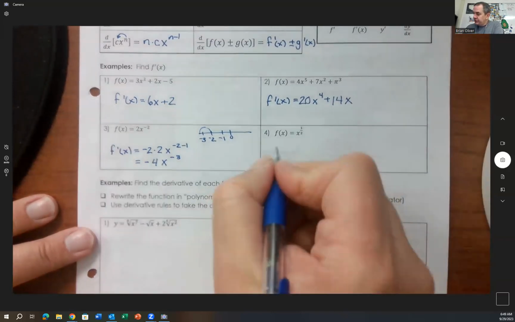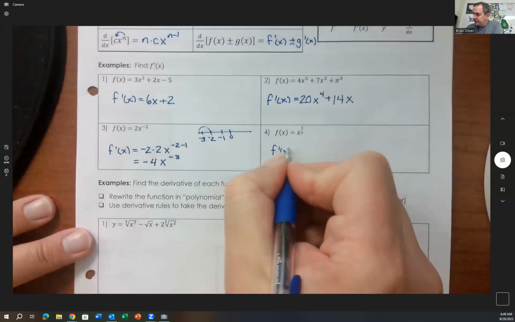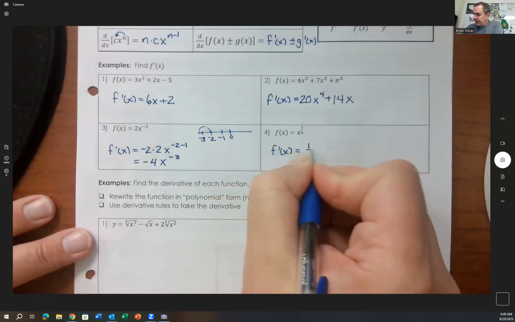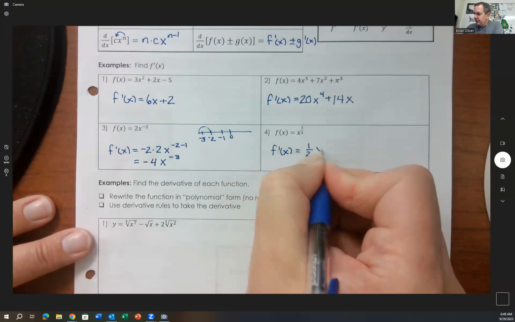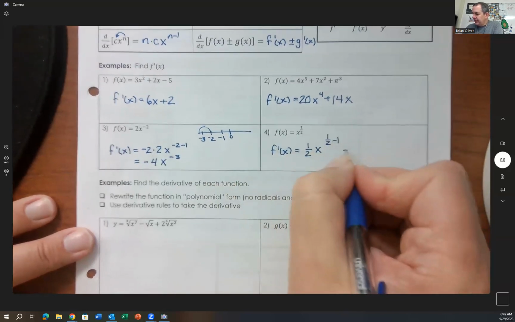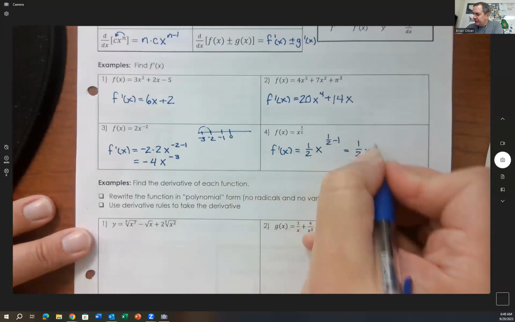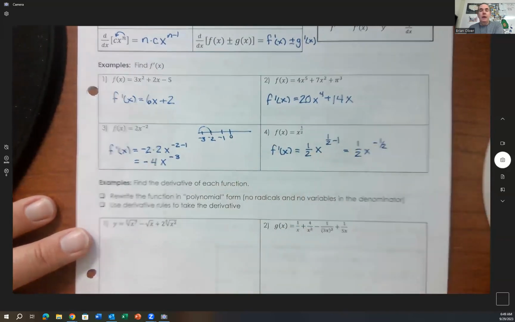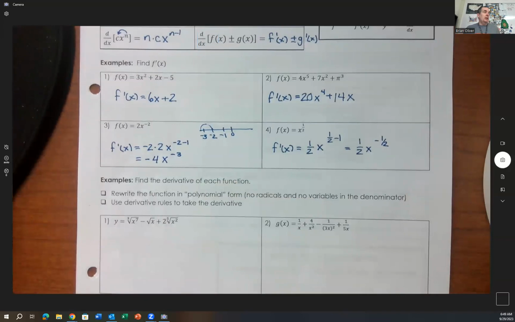It also works with fractions. So f prime of x equals that exponent 1/2 goes up front to the x, and it becomes 1/2 minus 1. That's 1/2 x to the -1/2. And we're not going to be doing any simplification. We're not going to worry about negative exponents or fractional exponents. We're just going to leave them be. So that's the power rule.